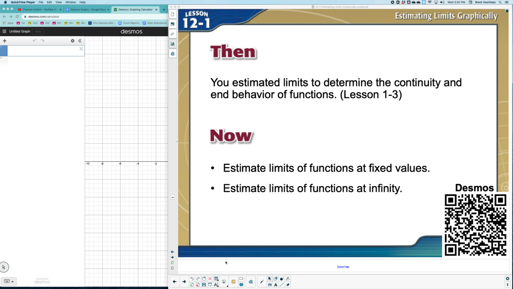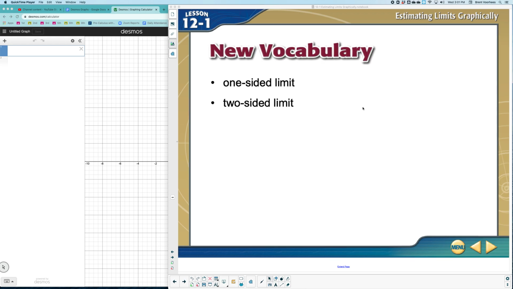Chapter 12. Specifically today we're going to look at lesson 12.1, estimating limits graphically. So we've seen some limits specifically in lesson 1.3. Well, we're going to bring them back as an intro to some calculus here. We're going to look at today one-sided limits and two-sided limits.